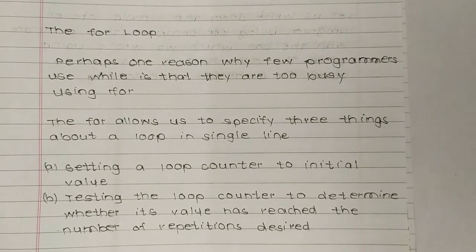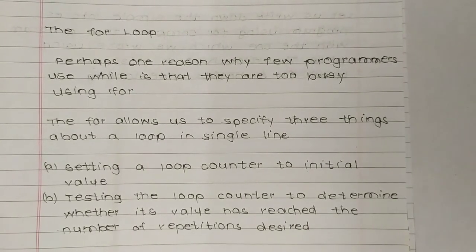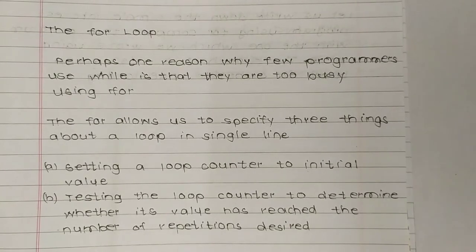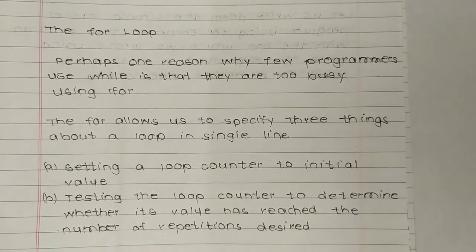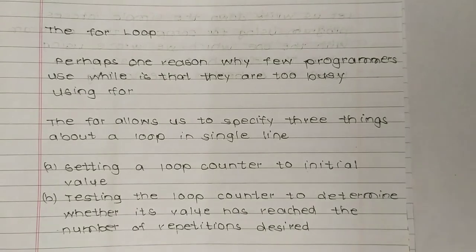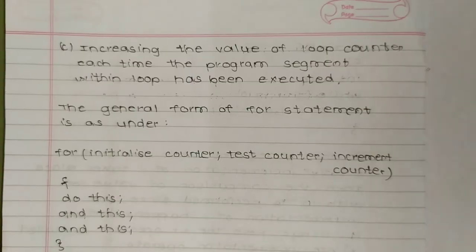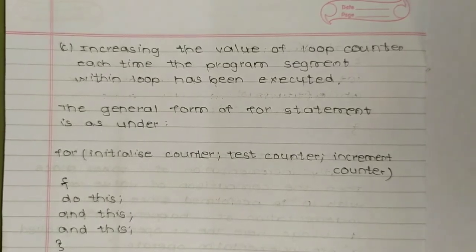Then B is testing the loop counter to determine whether its value has reached the number of repetitions desired. That means up to 5 times, up to 6 times, up to 7, etc. C is increasing the value of the loop counter each time the program segment within the loop has been executed.